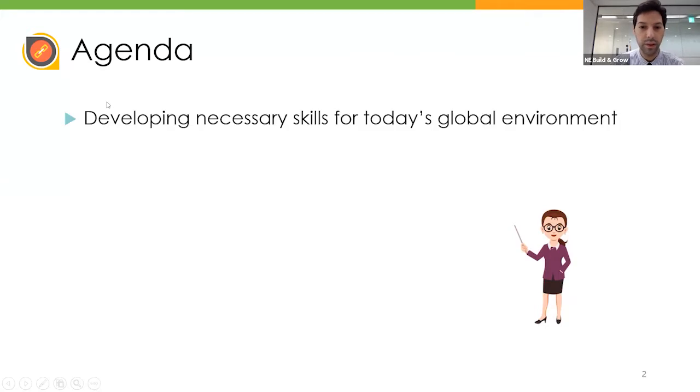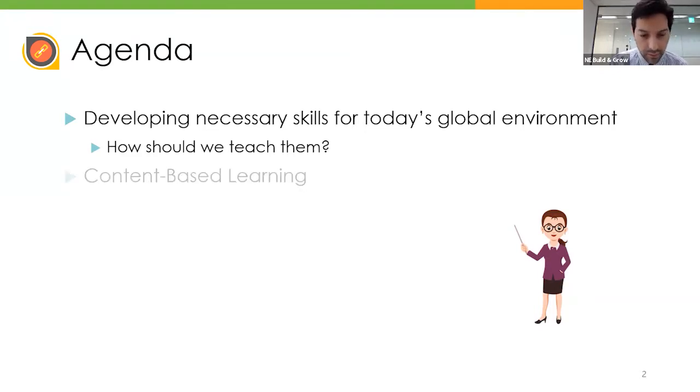So the first thing we're going to talk about is developing the necessary skills for today's global environment. Before we talk about the book or any of the contents or teaching tips, we're going to talk a little bit about some of the more general skills that our students are going to need for today's global environment. And from there, we're going to talk about how we should think about teaching these skills in our classrooms. Then we're going to move into content-based learning.